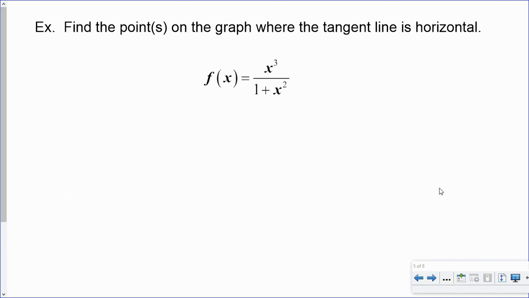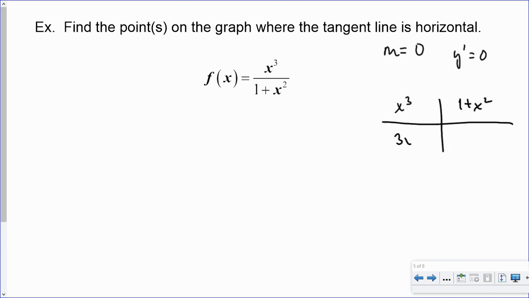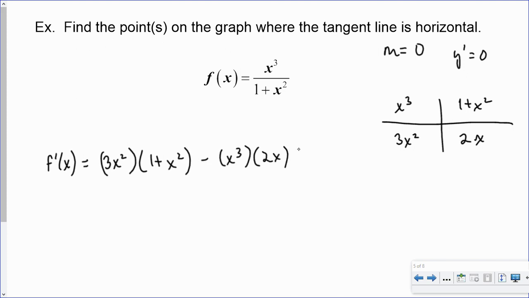Okay, find the point on the graph where the tangent line is horizontal. Where our tangent line is horizontal is when our slope is 0 here, or when y prime equals 0. So I need to find the derivative, always, with any types of application questions in this course and in this particular section. It's always best to just find the derivative and realize that that's probably where your question's going. So we know how to find the derivative using the quotient rule.